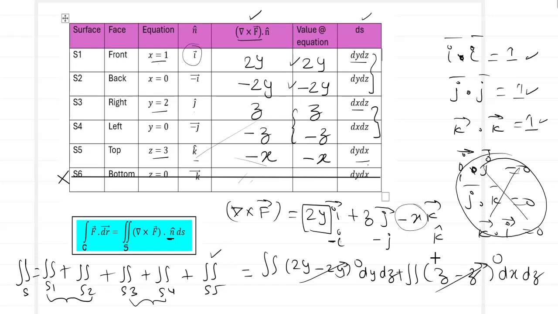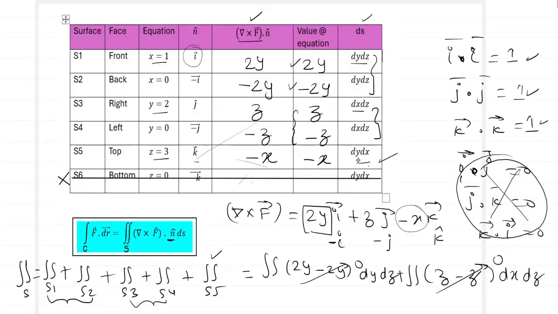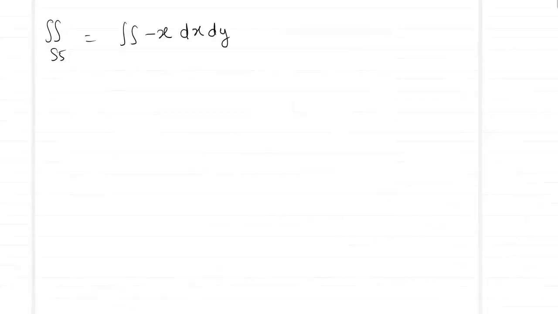See, when we began, the problem was a big one. But now, after the substitution, it has become a very easy task for us to evaluate the surface. The only surface that has to be evaluated is minus x. So the double integral over S5 is the double integral of minus x dx dy. This dx dy is going to be my surface that has to be evaluated.